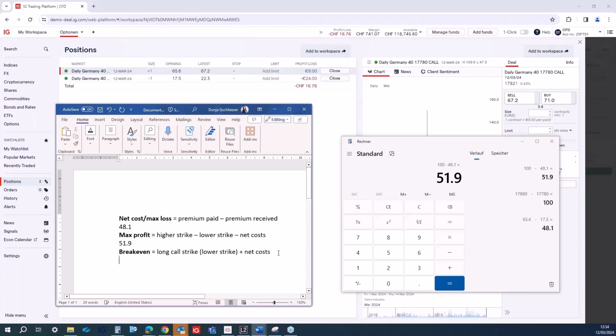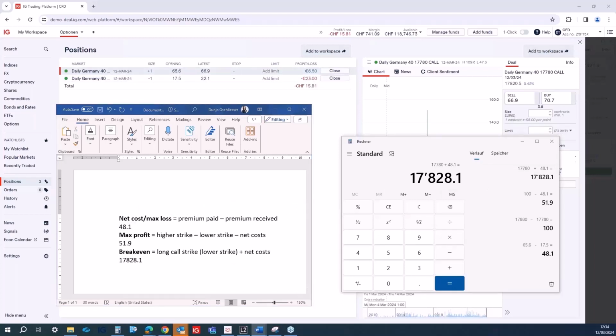All right, last one, the break even. So here we take the long call strike, so the lower strike. Again, that was 17,780, and we add our net cost, because that's how much the DAX has to rise, the level at least it has to reach in order to break even before we get into positive zone. So here plus our 48.1 net costs. So we know the DAX has to reach this level first in order to break even, in order to make up for our net cost, because again, we collected less premium than what we are paying.